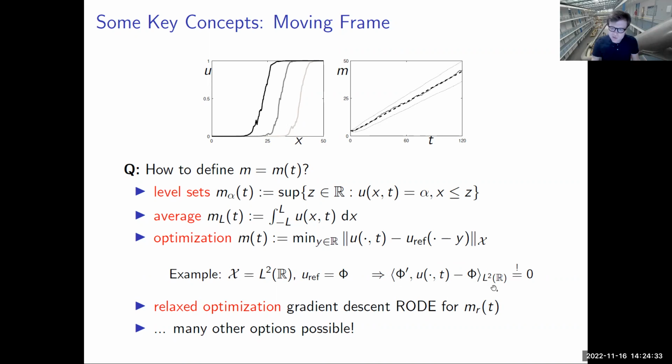But instead of this rigid condition, trying to get a rigidity condition on how your m of t should be defined, there's also a relaxed optimization idea where you basically get a random ordinary differential equation for a relaxed profile where you dissipate a little bit and you do a gradient descent towards the minimum of this optimization problem. So there's lots of different ways, and this is actually in the community still a matter of debate, so I cannot give you a final answer.